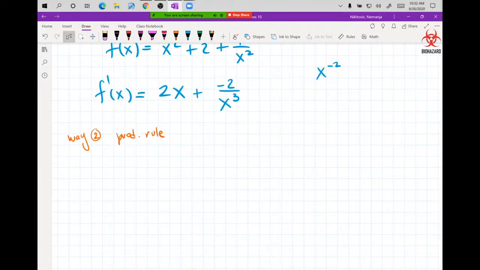So for this particular problem, we have the product rule applied. I'm going to say the derivative of, and then we have 1 plus x squared times 1 plus 1 over x squared.